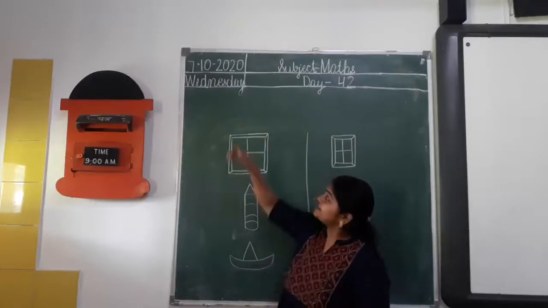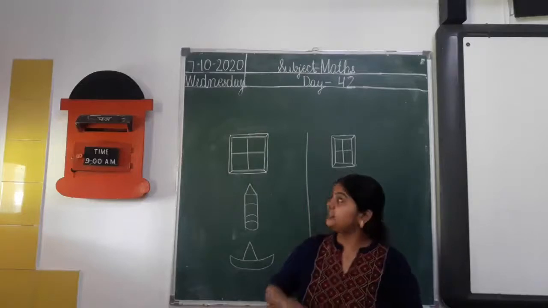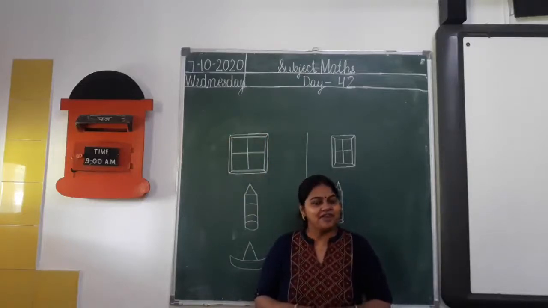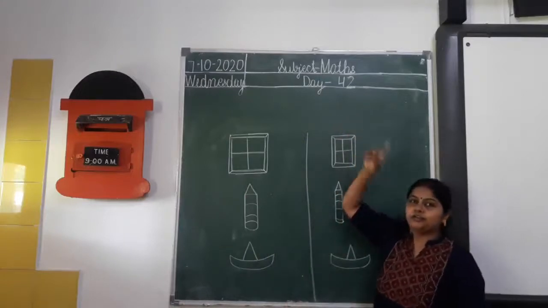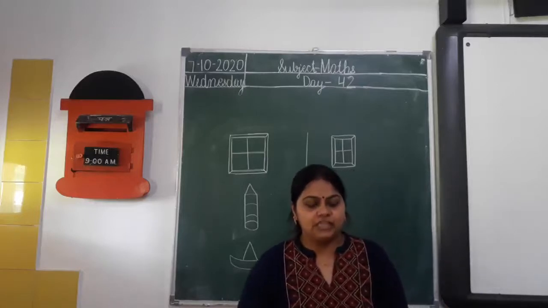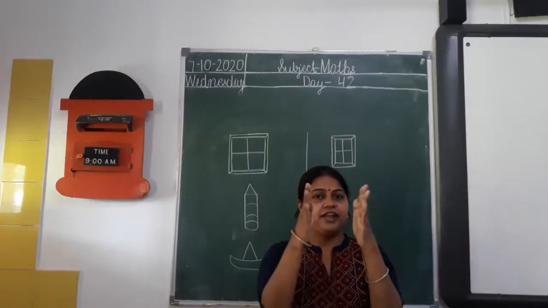Today the date is 7th October 2020 and today the day is Wednesday. What is the day today? Wednesday. So today our subject is Maths and day 40. In Maths today we will do a new concept, the concept of wide and narrow.